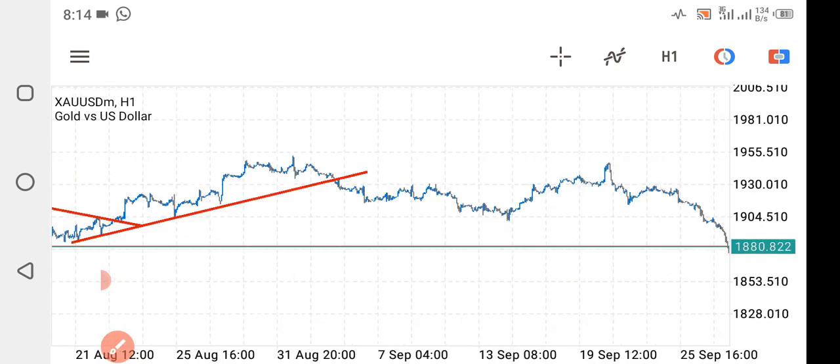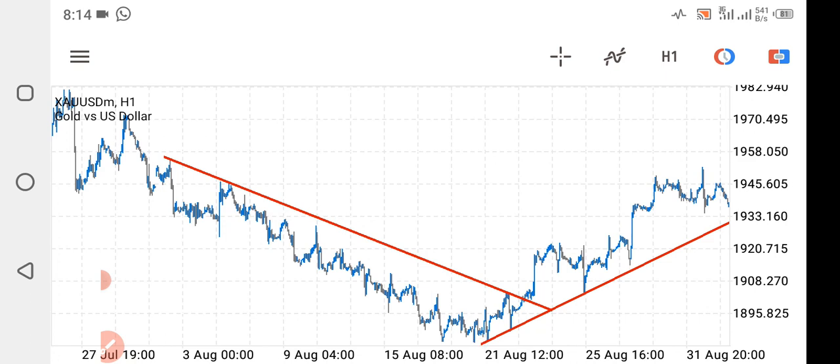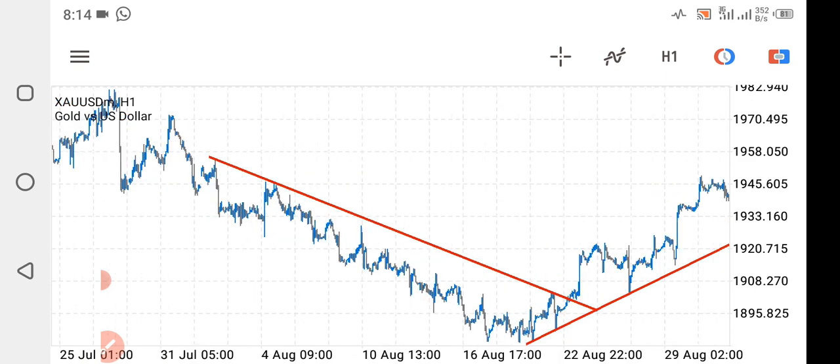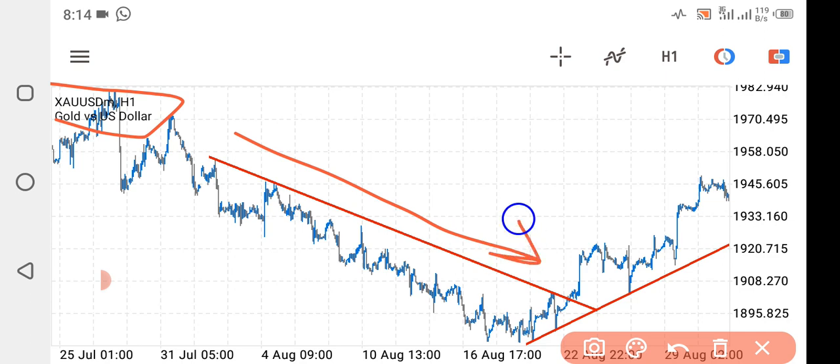So let's go to some examples that I've already outlined here for you guys in today's video. As you guys can see clearly, we are on the gold chart, the 1 hour time frame, and as you can see clearly from this trend, this market is in a downtrend.